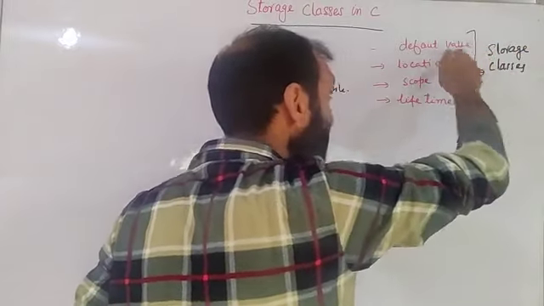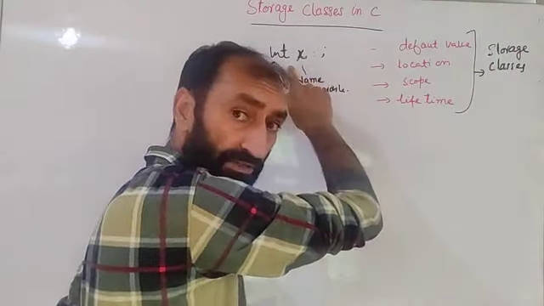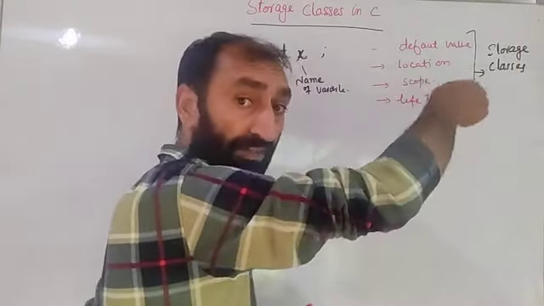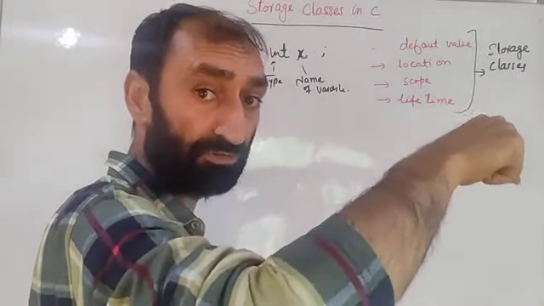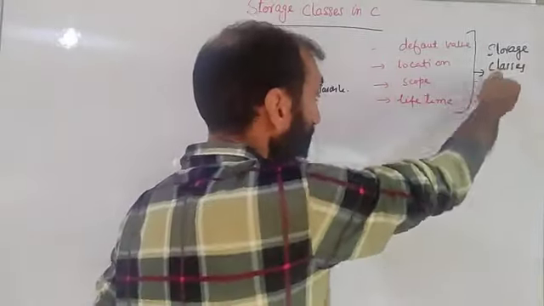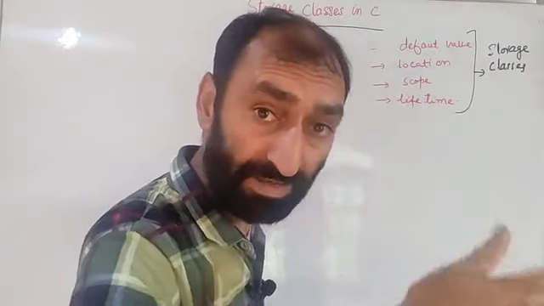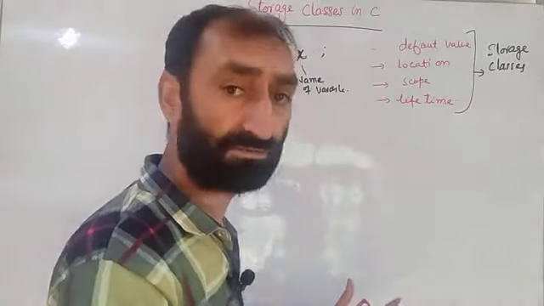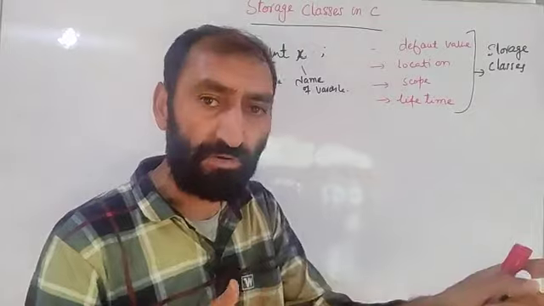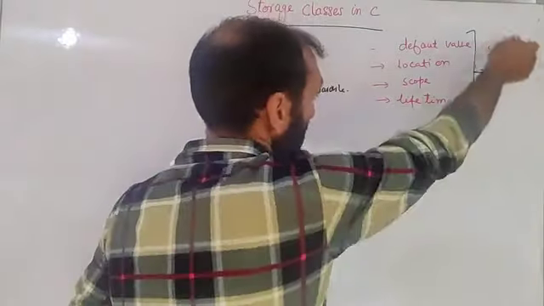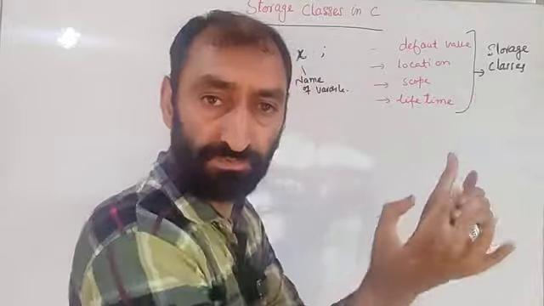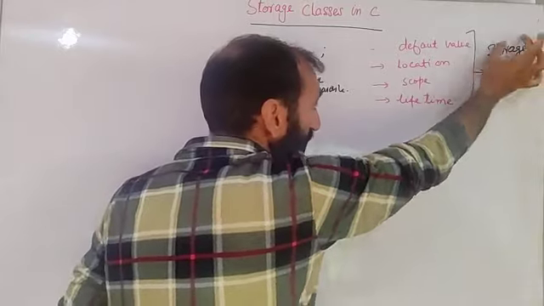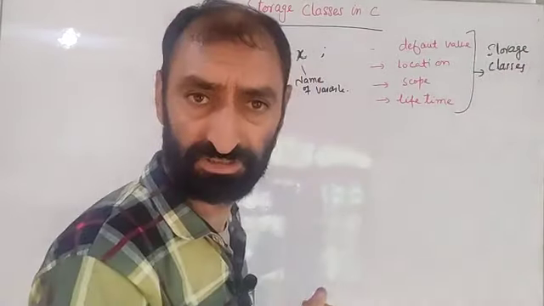Those storage classes tell us about the default value of that variable, what value by default that variable has. Second, the location of that variable, where this variable is stored in the memory or in the RAM. Third, the scope of the variable, whether it has a function scope, a block scope, or a program scope, or in simple words, whether it has a local scope or a global scope. And fourth, the lifetime, how long this variable lives. So all these four things are going to be known by these storage classes.